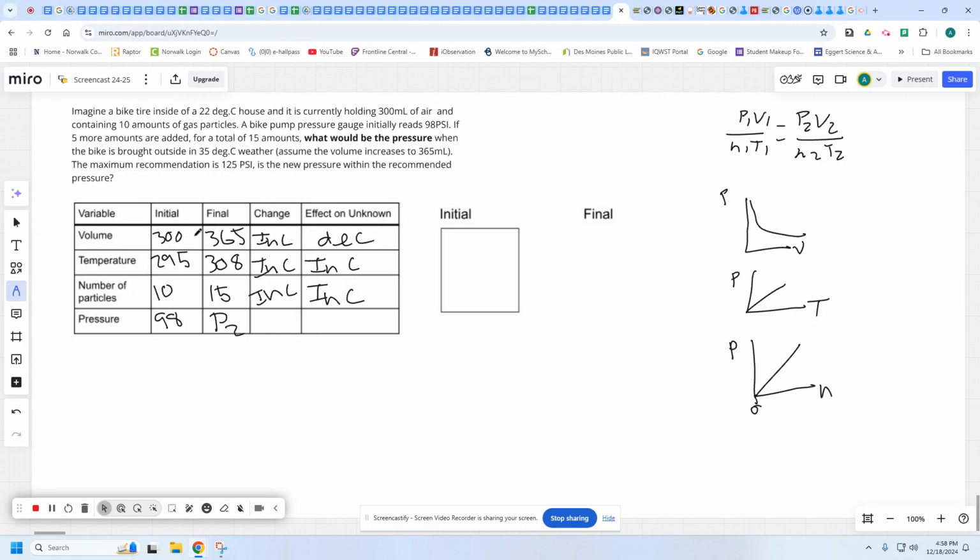Now I'm going to build ratios out of the volumes, the temperatures, and the number of particles in order to get the effect on the 98 PSI, excuse me. So I'm going to start with the partner in crime that's missing. So 98 does not have its partner. So I'm going to start with 98 PSI, pounds for every square inch.